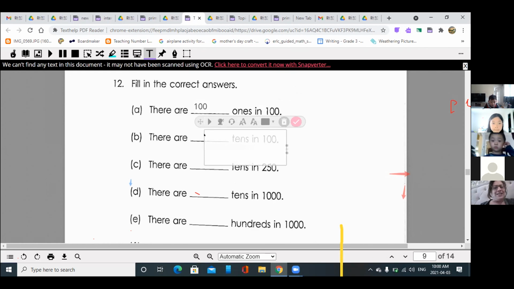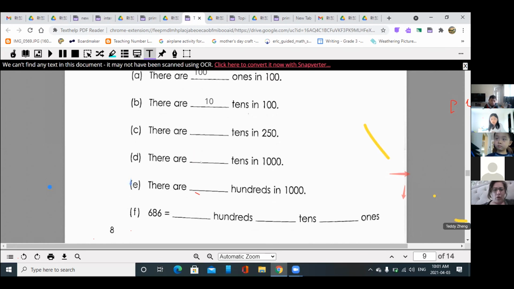How many tens are in 100? Sarah. 10. There's 10 tens in 100. Remember we said that 10 groups of 10 give us 100? So I'm going to put that down for you. Okay, Sarah? And we are running out of time. We can do one more. Let's do this last one.